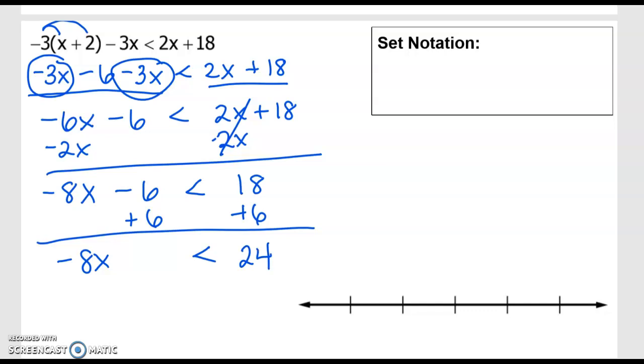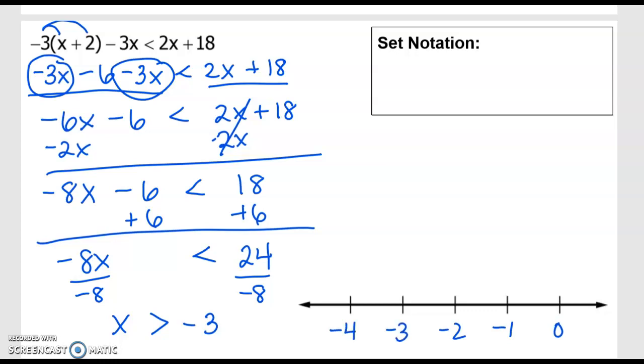Now to solve for x, I need to divide both sides by -8. Uh-oh, we're dividing by a negative again, so what do I need to do to the inequality? It needs to flip. So instead of being a less than, it's now going to be greater than, and 24 divided by -8 is -3. Okay, so this time let's do 0 up a little higher, because I need to get to the negatives this time, right?